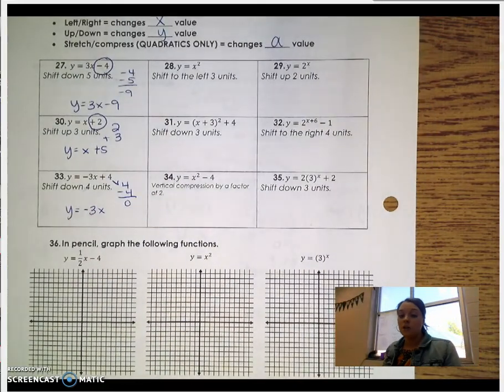Okay, let's talk about quadratics. When you think about quadratics, this is what we learned about transformations for the first time. And we talked about how if it's inside the parentheses, it's going to be left and right, and it's also opposite of what you think. So remember that that plus sign is the t in left. So if you have a plus, it moves to the left. If you have a minus, it's going to move to the right.